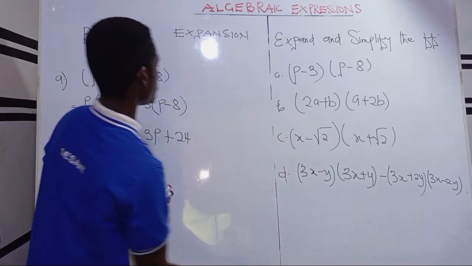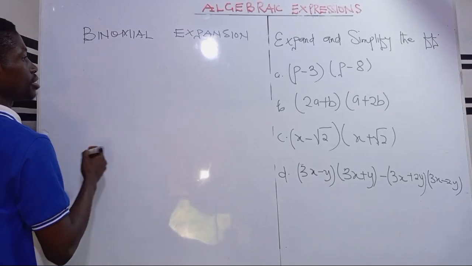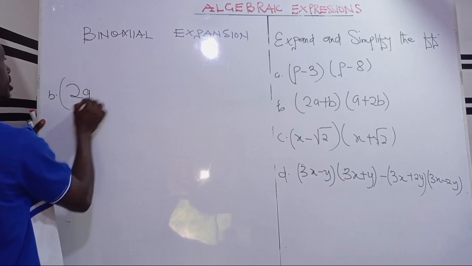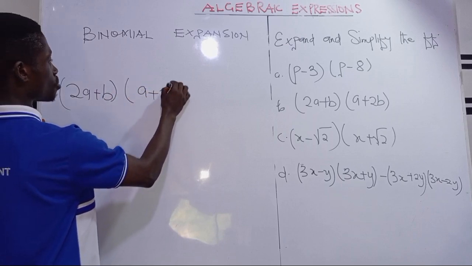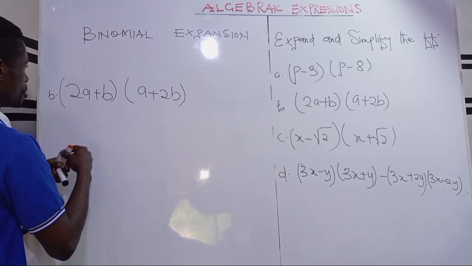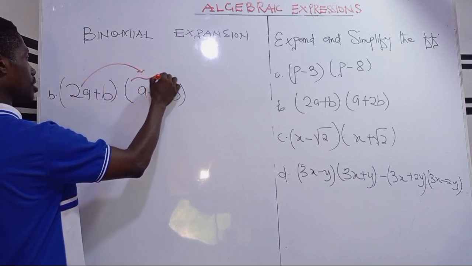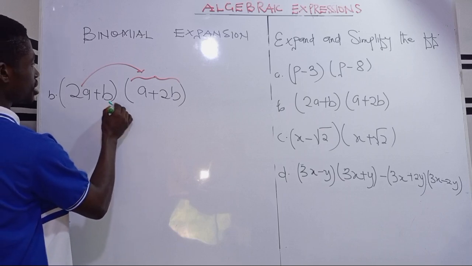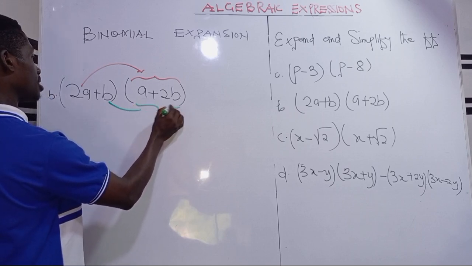Let's take the next example. So we have 2a plus b multiplying a plus 2b. Following the same method, we are going to use the 2a to multiply the whole of the second bracket, and then we are going to use the b to multiply the whole of the second bracket.